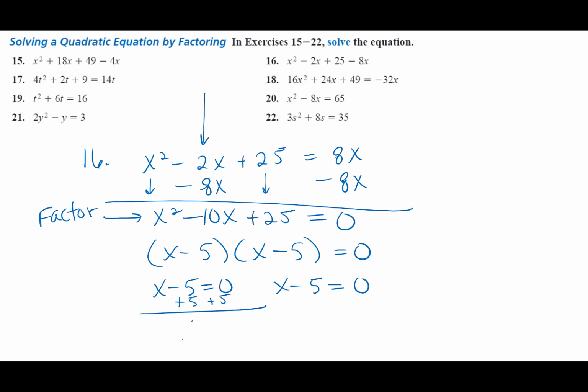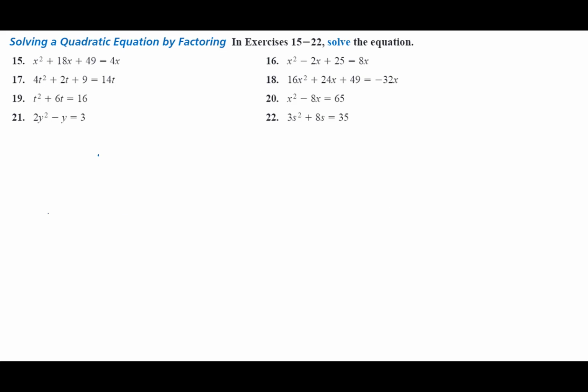Because when we add 5 to both sides, x equals 5. And so you can just write one answer in WebAssign. You do not have to write 5, comma 5. Actually, they may mark you wrong. Just write x equals 5.